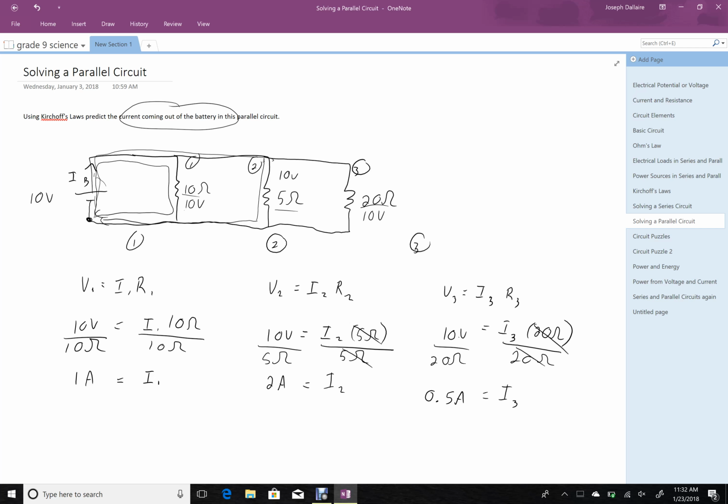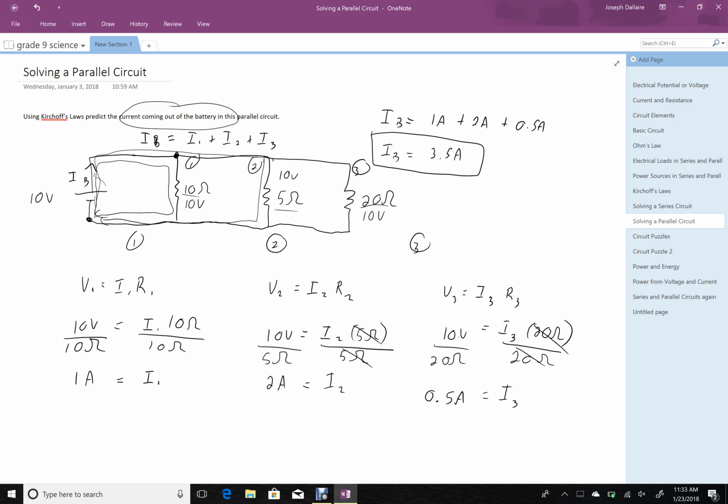To do that, I'm going to consider this junction right here and recognize that the current from the battery has to supply the current for resistor 1, and the current for resistor 2, and the current for resistor 3, or the total amount of current going into this location has to be the same as the total amount of current coming out. So if the battery has to supply all three of these, then the current through the battery must be the sum of the three. 1 plus 2 plus a half is 3.5 amps.